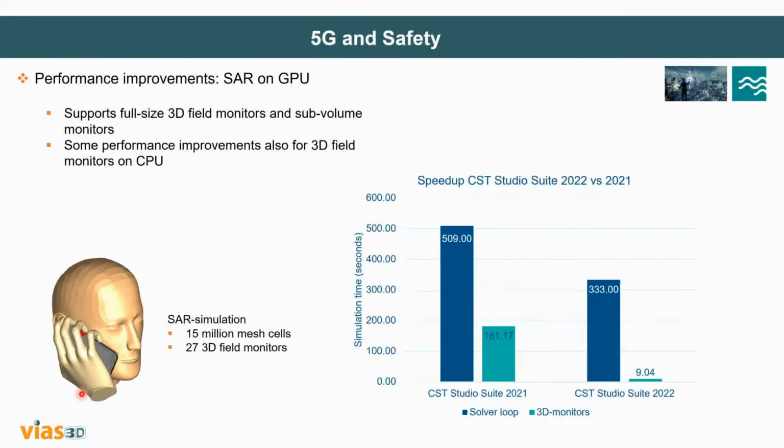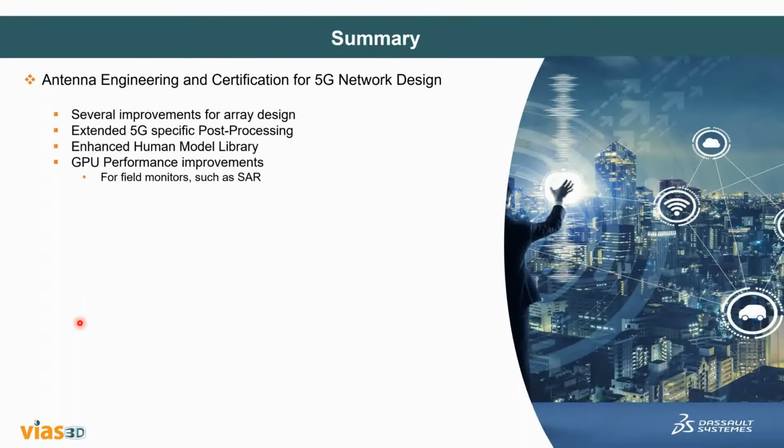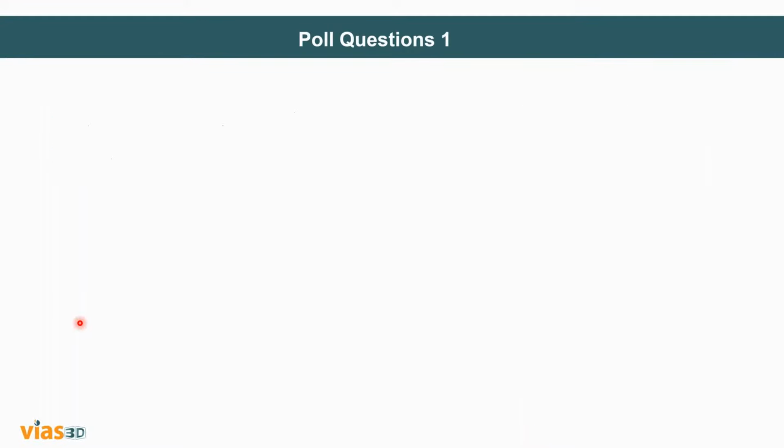So for these applications. Now, this is the summary of the first part, antenna engineering and certification for 5G network design, and what we did: several improvements for array design, extended 5G specific post-processing, enhanced human model library, GPU performance improvement for far field monitors such as SAR, and I believe this is the time for our first poll question.